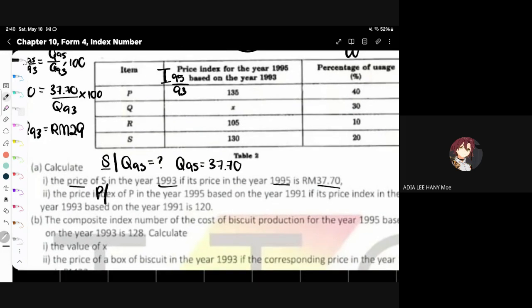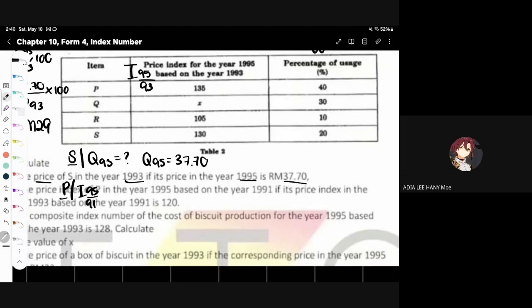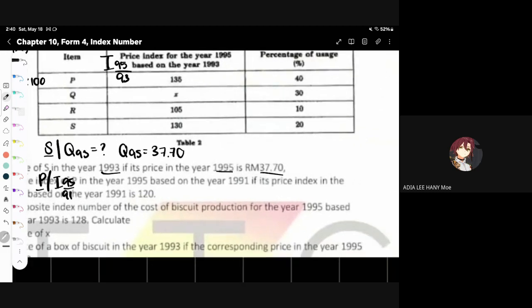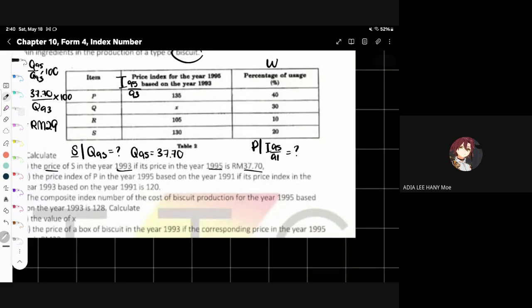So P, they want the index in the year 95 based on the year 91. Let me write here just so that it's easy to see. Talking about P, they said I for the year 95 over 91, which they don't know. But they say I for the year 1993 based on the year 91 is equal to 120. So far it's very simple, but this one is difficult.